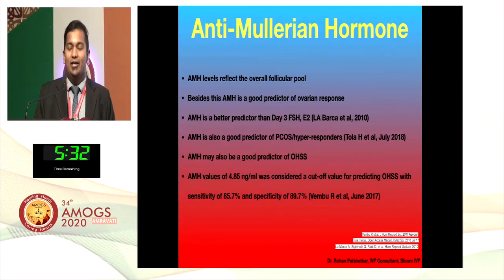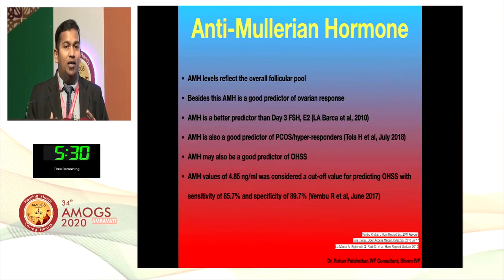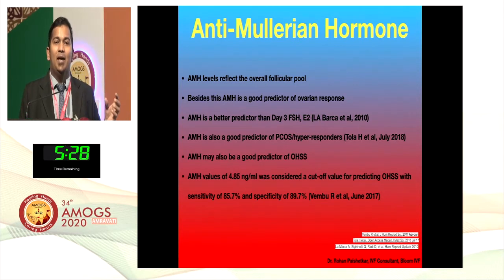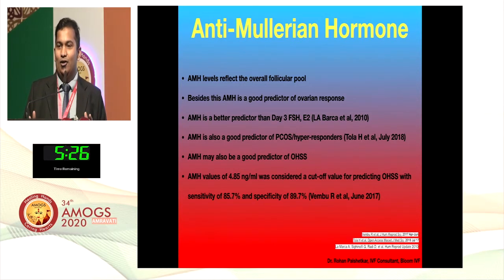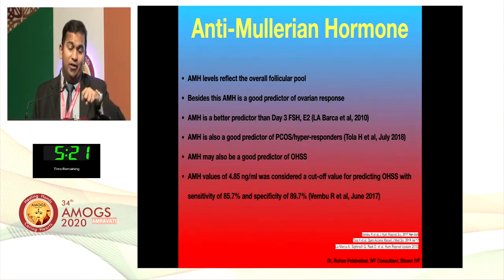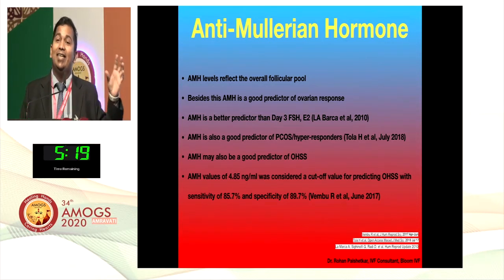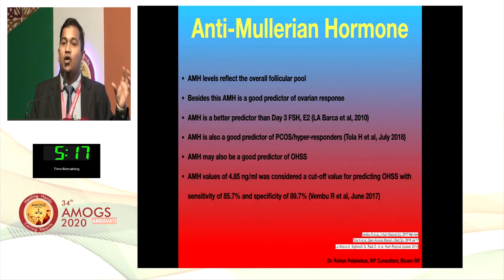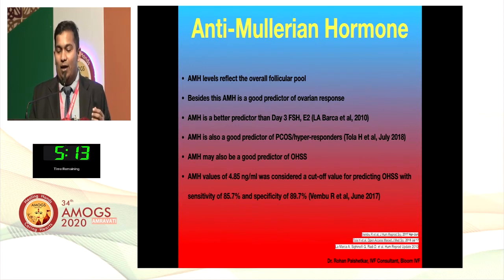Now coming to AMH. AMH actually is a good predictor of your overall ovarian follicle pool. In fact, AMH is something like your HbA1c, your glycosylated hemoglobin, because your ovarian reserve, the follicles which are to be recruited for this month, are selected up to 120 days prior to your cycle. So AMH is a good predictor of the antral follicle count which would be there. It's also a good predictor of PCOS and hyperresponders.